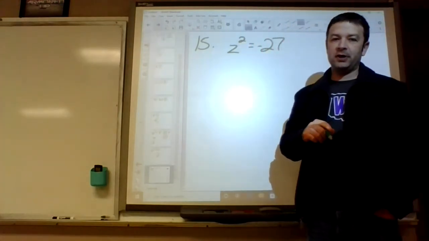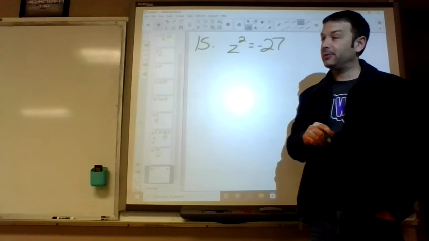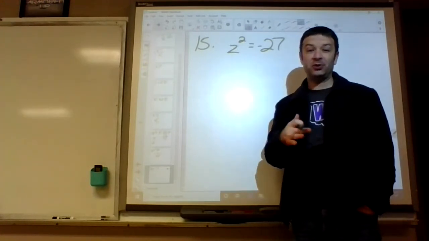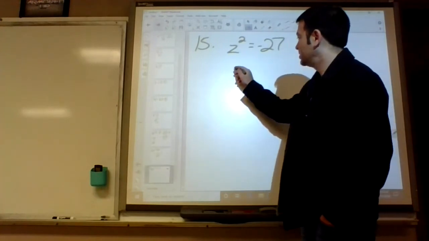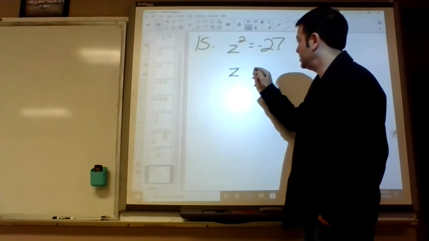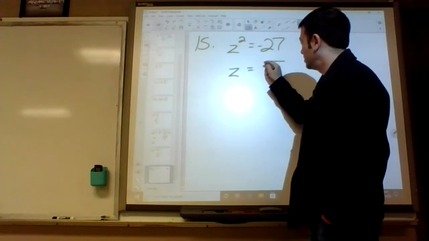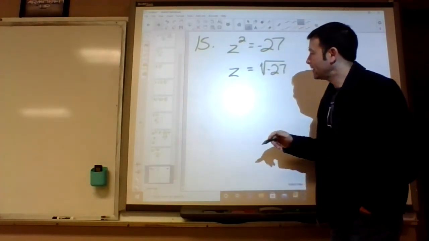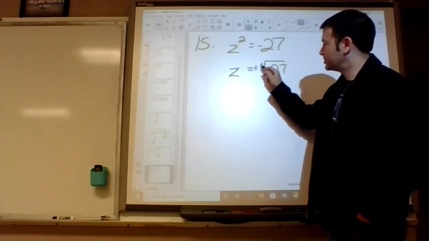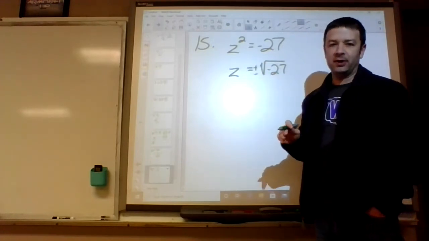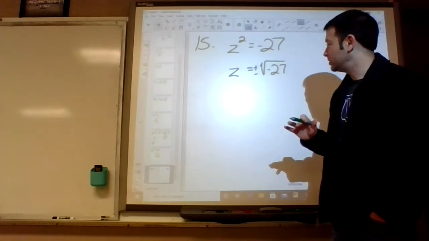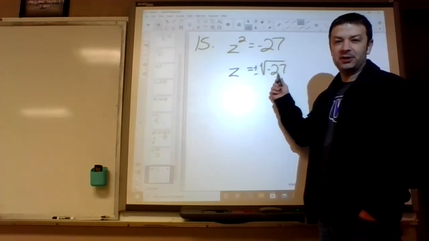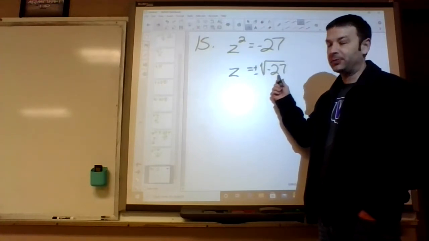Okay, very similar problem. Z squared equals negative 27. So to get rid of the squared, I'm going to take the square root of both sides. So I'm going to get z equals the square root of negative 27. And really, I know this is going to come out as positive or negative already. Negative version is going to work too. So really, it's like number 5 here. We got to simplify square root of 27. That's the main point here.